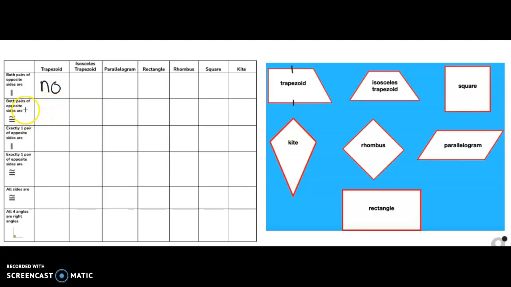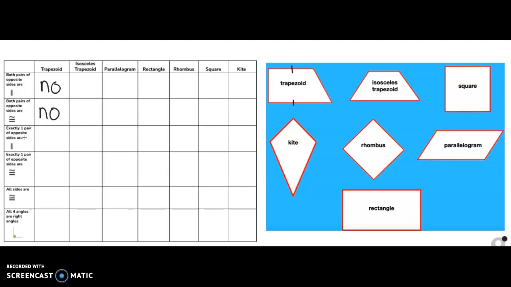Let's move on to this one. Both pairs of opposite sides are congruent. That is asking, remember, congruent means the opposite sides are exactly the same length. This line right here and this line here, they are not congruent because this one's a little bit shorter than this one. Also, this line right here at the left and this line right here that's slanted on the right, they're not congruent. They're not the same lengths. So I'm going to write no.